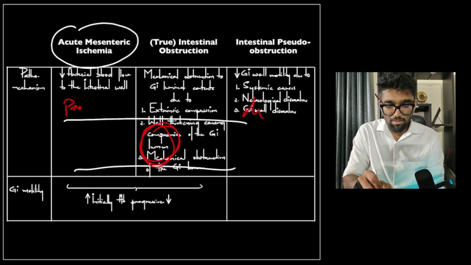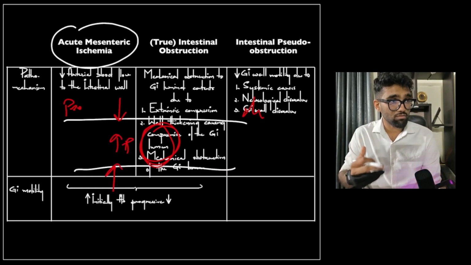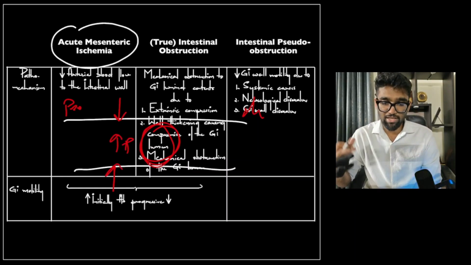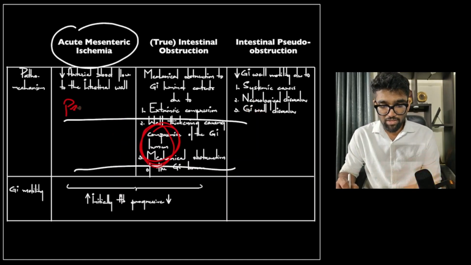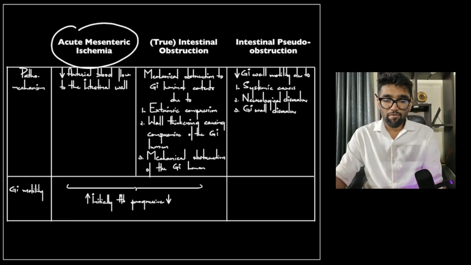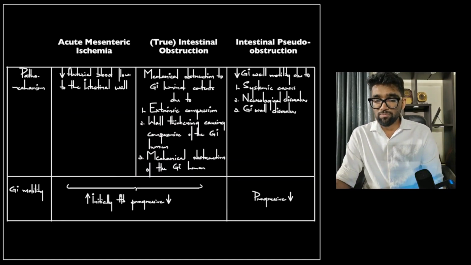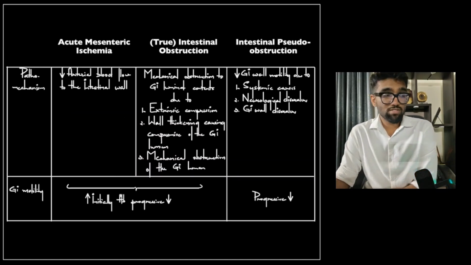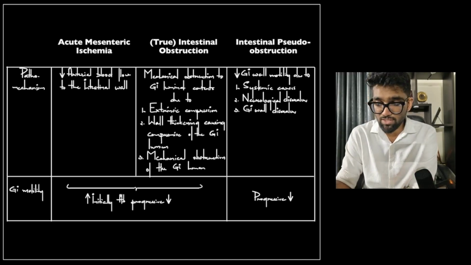So the parts that are proximal to the intestine contract vigorously in order to increase the pressure here, so as to push the occluding object distally, and as a result get rid of the obstruction. So in both cases, there is an initial hypermotility which is followed by a progressive decreased motility. However, in intestinal pseudo obstruction, the primary problem is decreased motility. So there is always a progressive reduction in gastrointestinal motility.